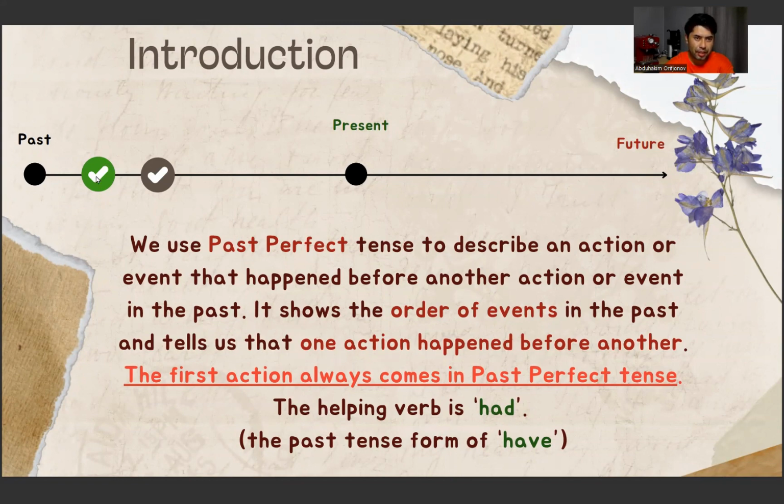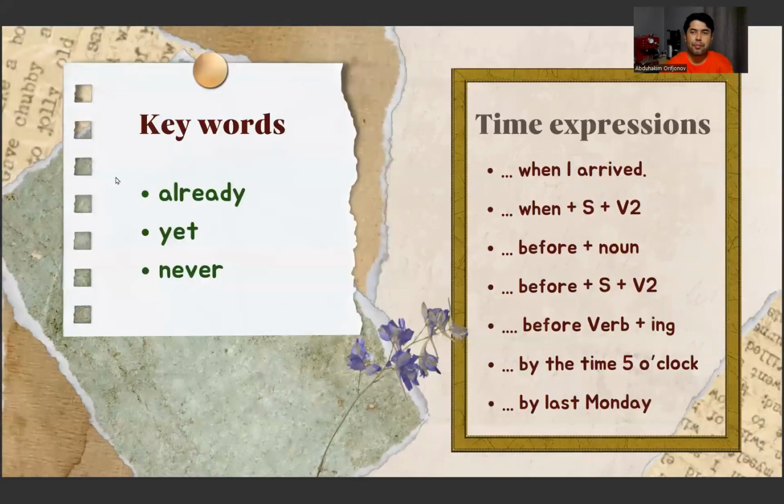Today we will talk about this one, not this one, okay? Because it happened first. The first action always comes in past perfect tense. The helping verb is had. The first action, the second action. The first action always comes in past perfect. Okay, do you understand? Let's see some examples.